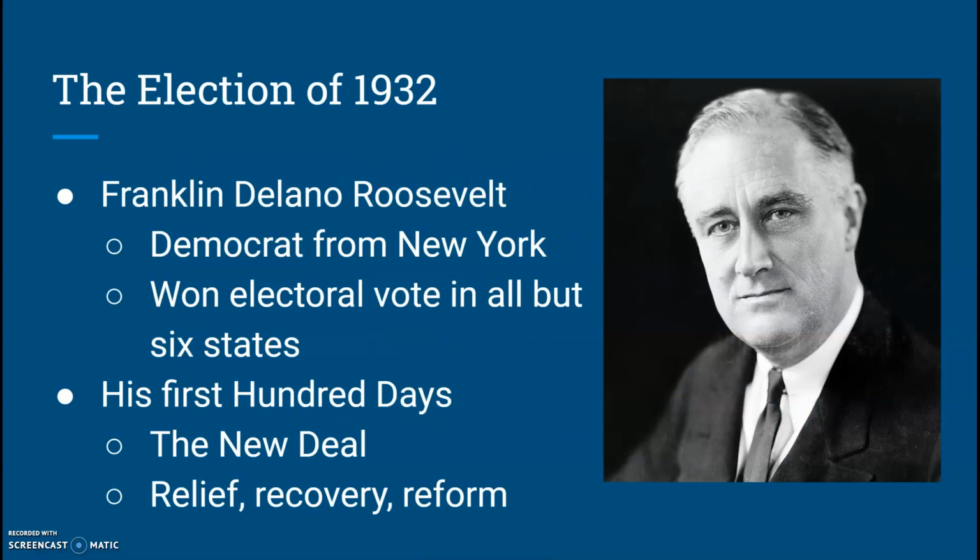So the election of 1932 focused on incumbent President Herbert Hoover, who's from the Republican Party, and challenger Franklin Delano Roosevelt, who is a Democrat from New York. Because of the bonus marchers that we had talked about last class, as well as failure to alleviate any problems, Roosevelt won in an electoral vote landslide, winning in all but 6 states.